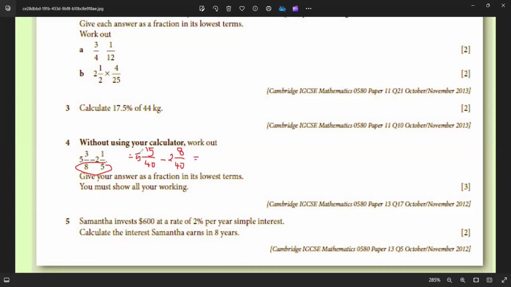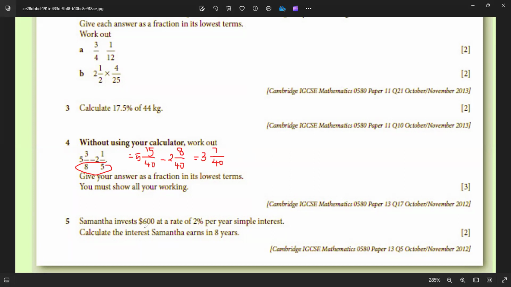Then we can minus: 5 minus 2 is 3. Then the denominator will remain. 15 minus 8 is 7. And this is the answer, 3 and 7/40.